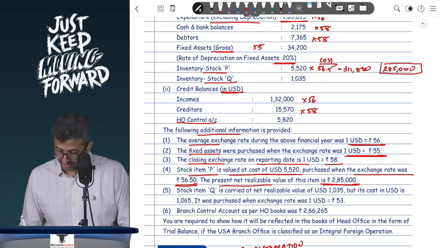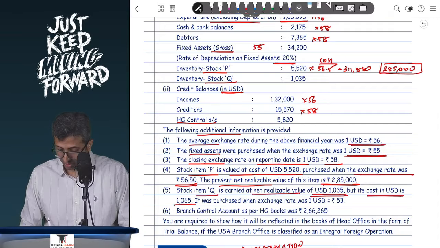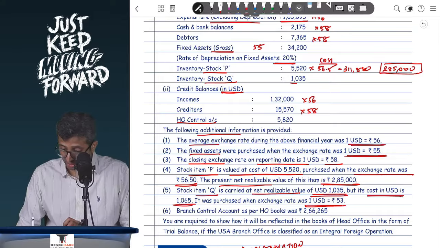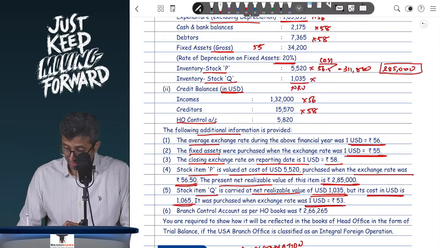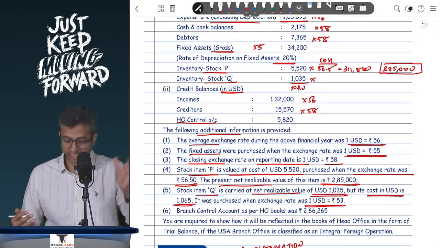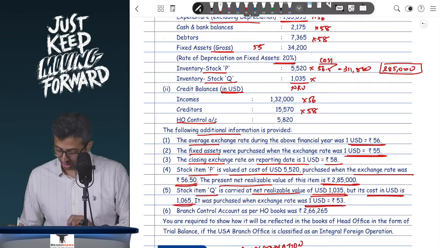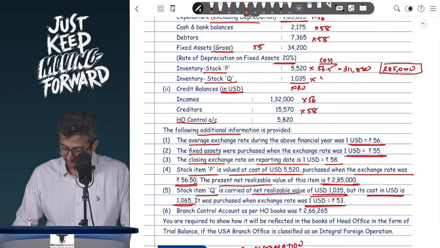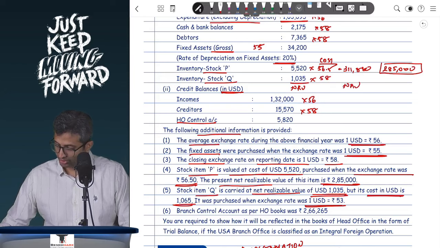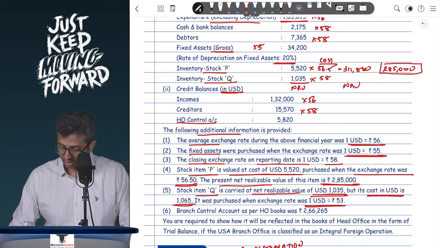Okay. Secondly, stock of item Q is carried at the NRV of 1035, but its cost in USD is 1065. It was purchased at the exchange rate of rupees 53. Again, I have to measure at cost or NRV, whichever is lower. So this over here, by the way, is the NRV, and NRV is at the end of the year, and hence will be converted at the closing rate, which is I think 58. So this is NRV, 1035 into 58.